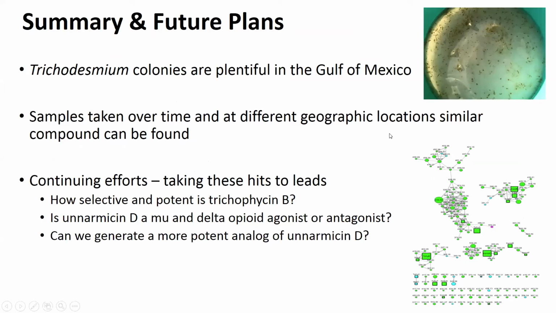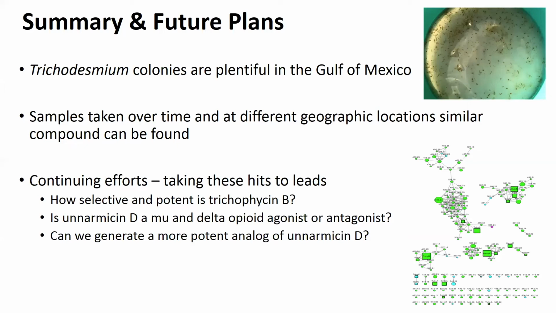And so what are our continuing efforts trying to take these hits to leads? We want to know how selective and potent trichophycin B is. So is it only effective against MCF7, breast cancer, and the pancreatic cell line? Is it toxic against all cancer cell lines, or maybe just a few? That's something we really want to know.